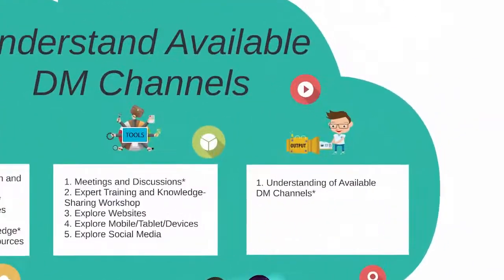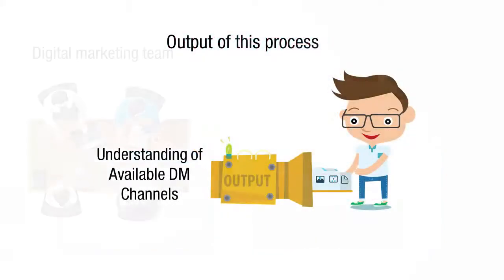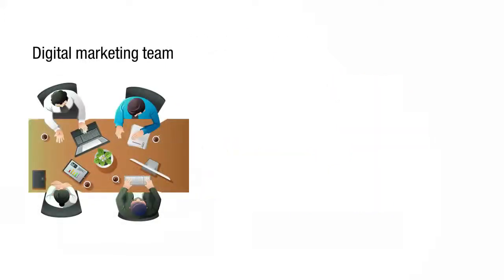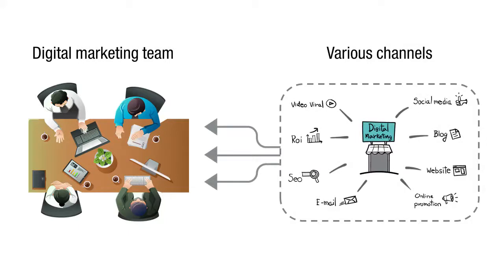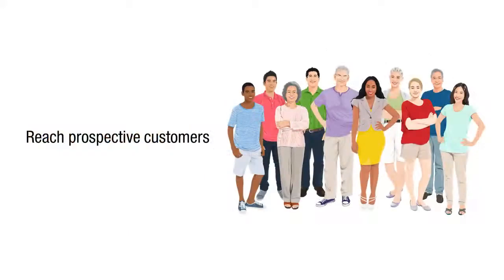Hello and welcome to this module on the output of the Understand Available DM Channels process. Understanding of Available DM Channels. As an output of this process, the digital marketing team is expected to gather a comprehensive understanding of the various digital marketing channels it can utilize to reach prospective customers.